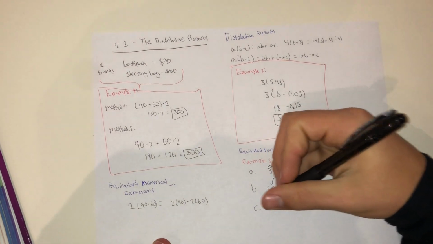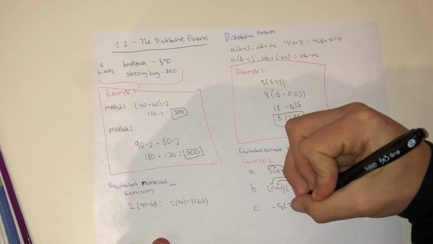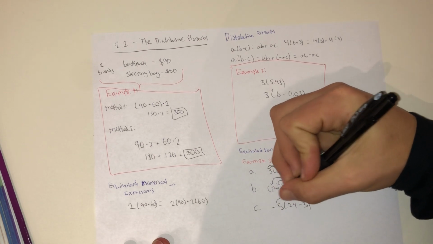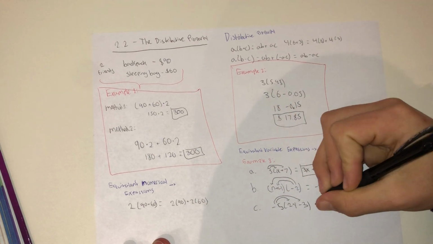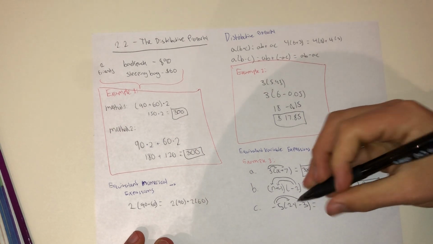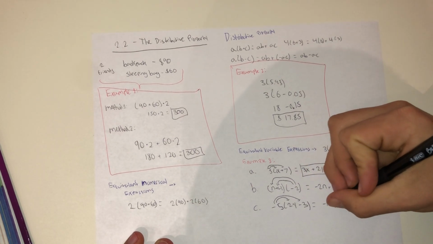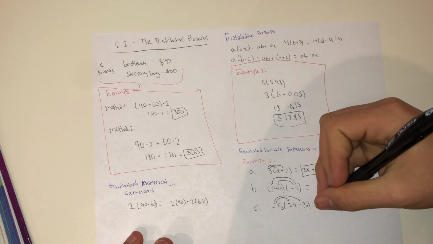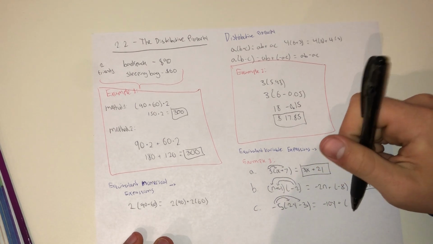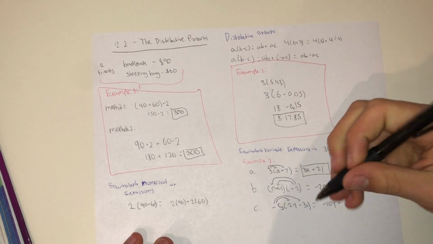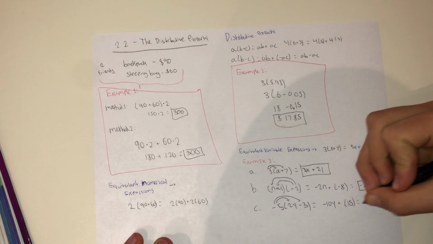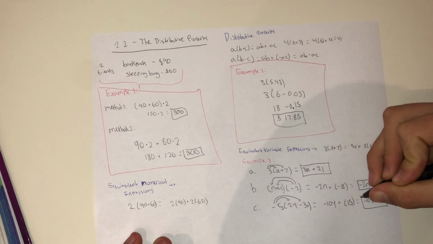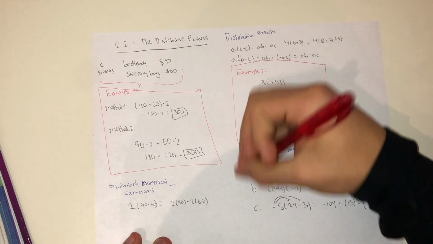And C, they give us negative 5 times 2y minus 3. We would do the same thing again. We multiply negative 5 by 2y, and negative 5 by negative 3. So we have negative 5 times 2y, which is negative 10y. And then plus negative 5 times negative 3. Remember, when we multiply two things with the same sign, it's always positive. So negative 5 times negative 3 is positive 15. So you get negative 10y plus 15. This all makes part of example number 3.